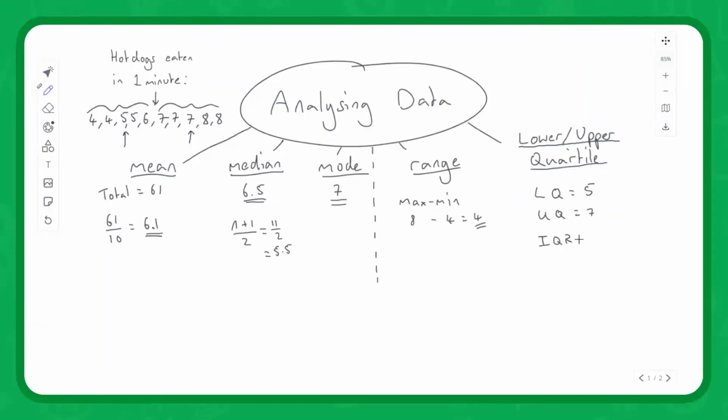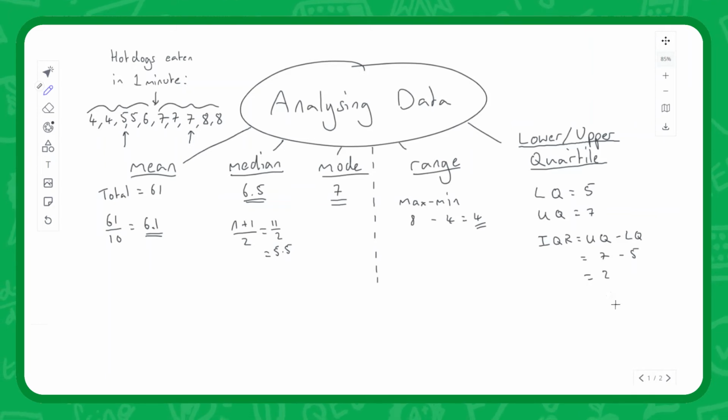Interquartile range is just going to be our upper quartile minus our lower quartile. In this case, that's going to be 7 minus 5, which gives us 2. The interquartile range is just a way of looking at how grouped together the data is, right? So in this case, it's fairly grouped together.